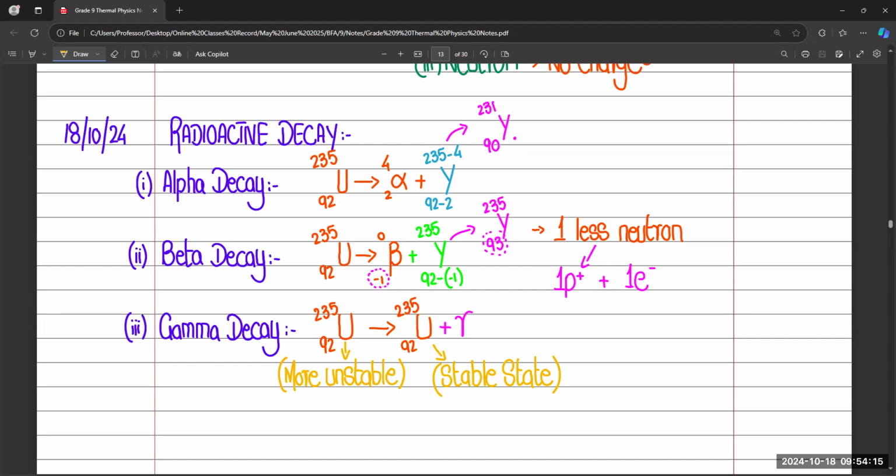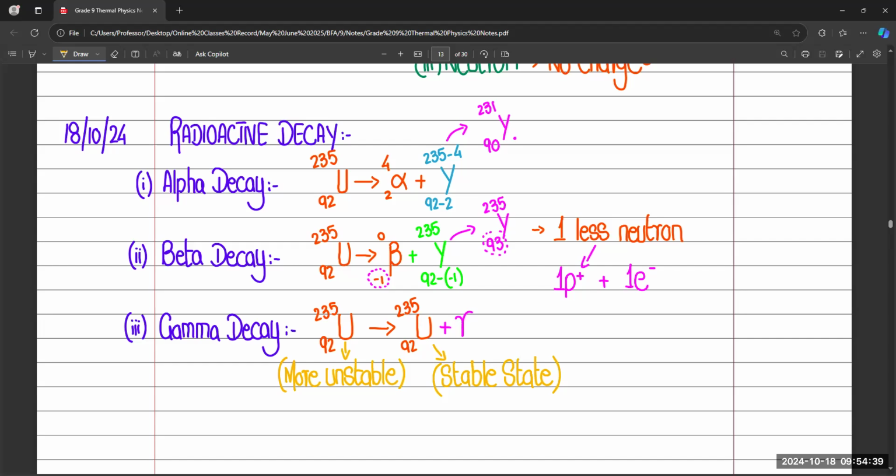But sir, the 235 was the atomic mass. Yes, mass number or atomic mass. It shows you how many protons and neutrons together are there in the nucleus.